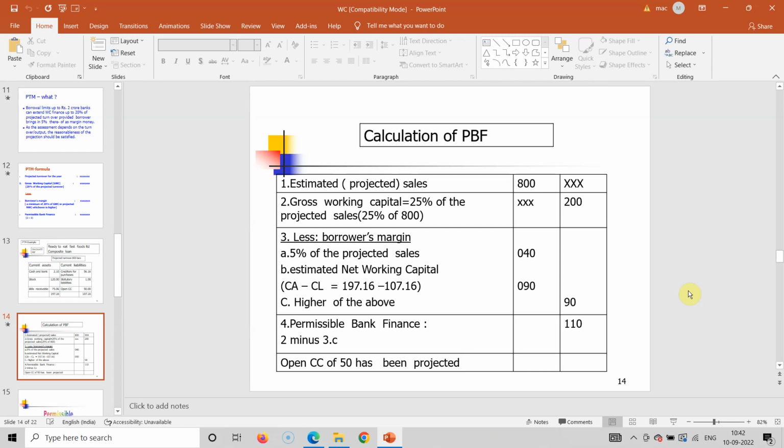So my 2 minus 3.C. So 2 is 200 lakhs and 3.C is 90 lakhs. So if you subtract 90 from 200, it comes to 110. So that will be the PBF for this.